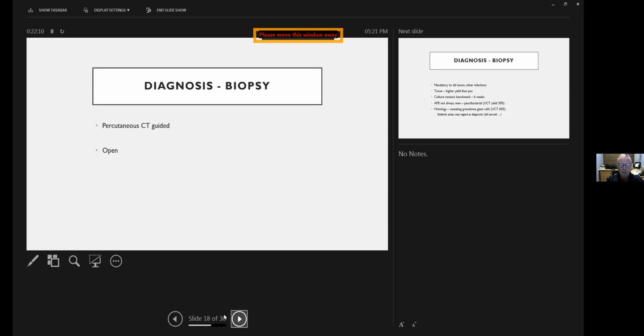Okay, so moving on then to biopsy. Biopsy can either be CT guided, percutaneous, or open. I don't think any of us in the Eastern Cape have got access to the CT guided one, so it's all done open.